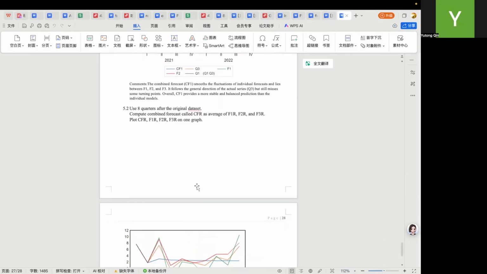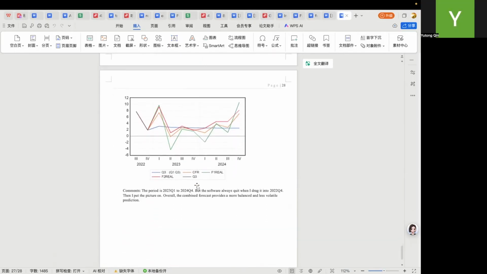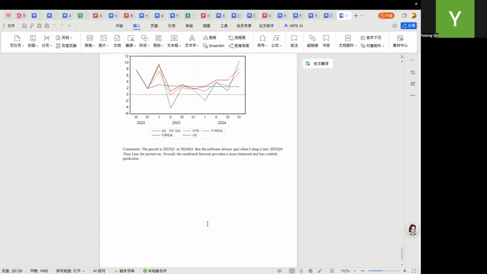Then we use 8 quarters after the original data set to compute the combined forecast here. We can see that the period is 2023 Q1 to 2024 Q4, but the software always quit when I drag it into 2022 Q4. Therefore, we can see that there are some data about 2024 here, and I put this picture on. Overall, the combined forecast provides a more balanced and less volatile prediction.